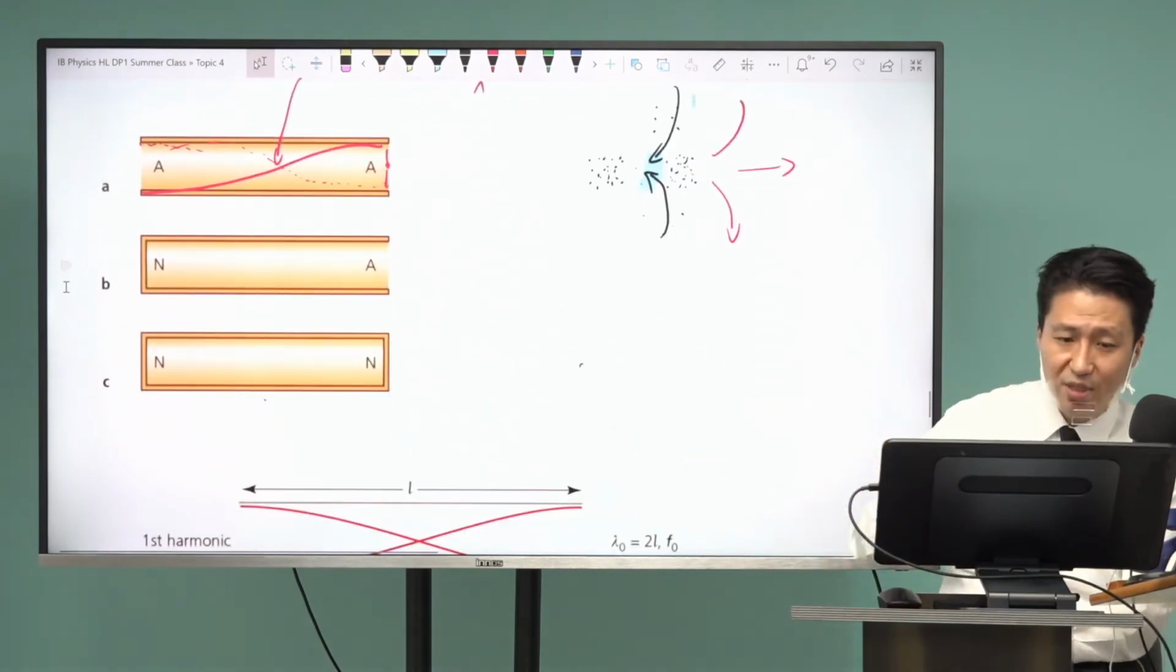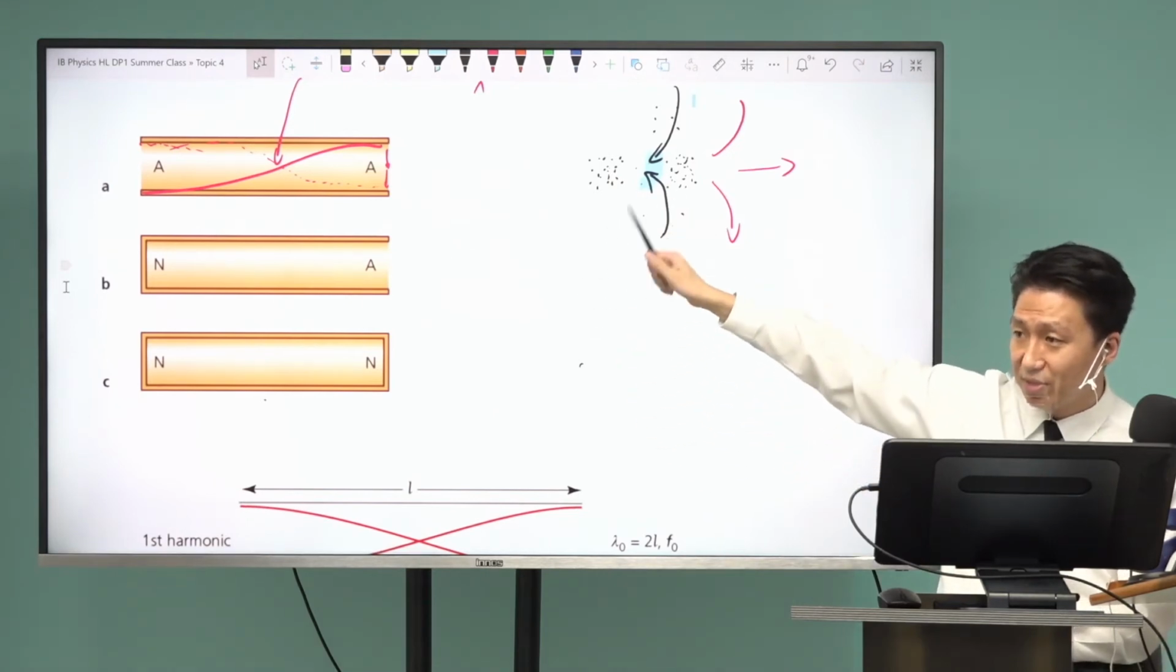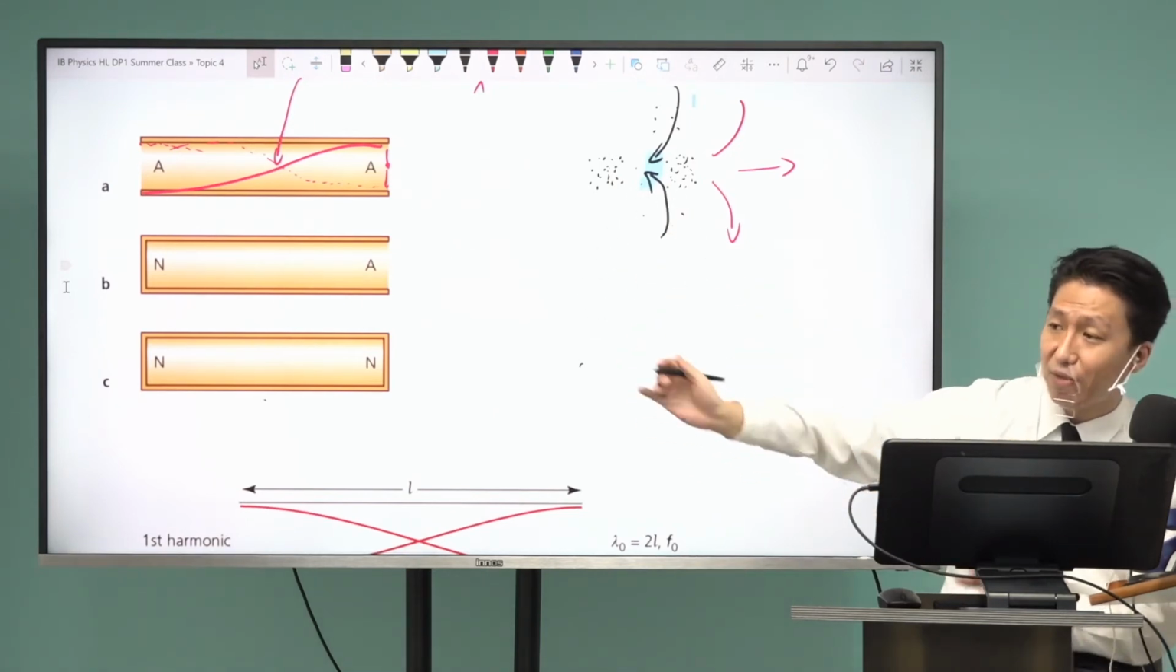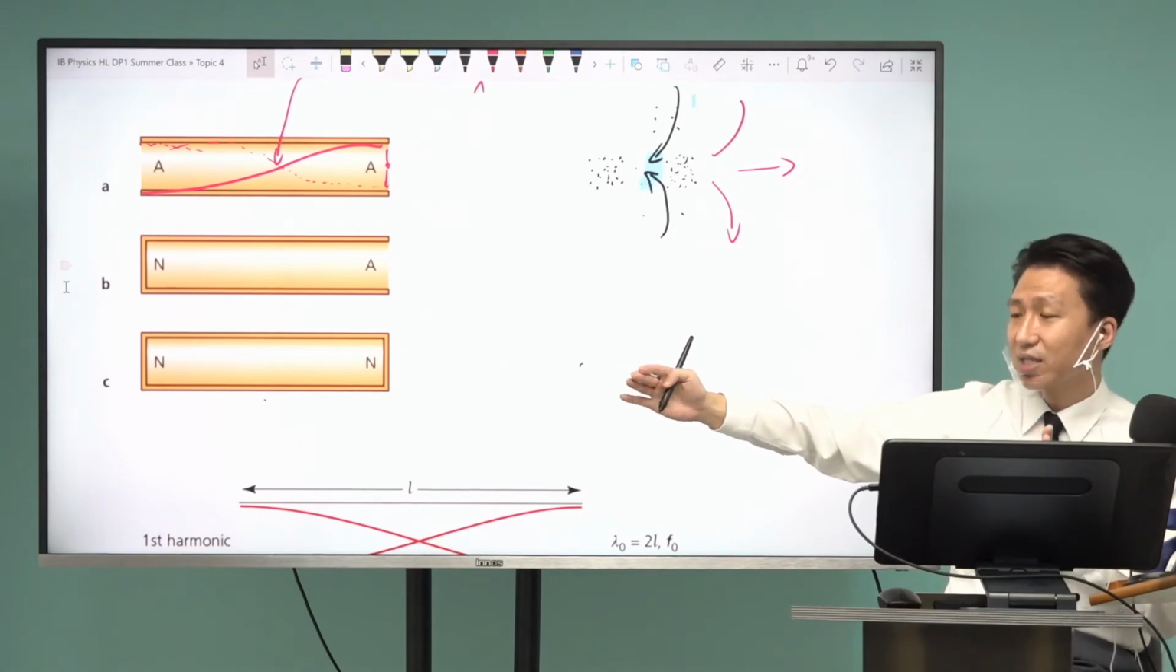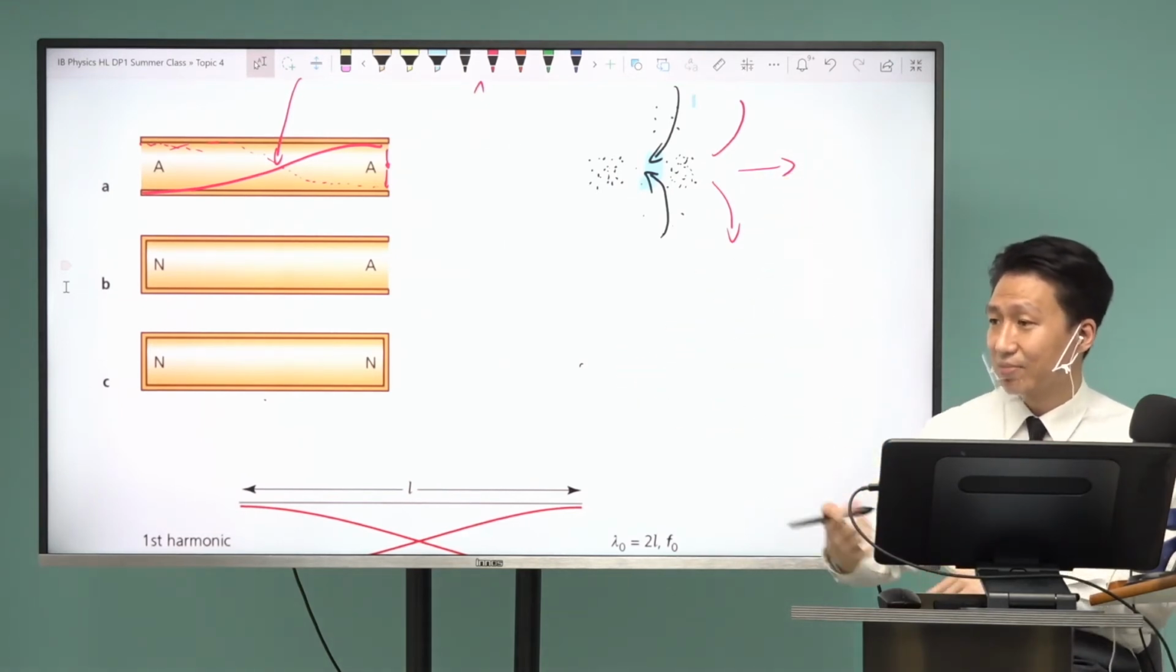So this happens at the nodes, they don't move. At the ends, they move at maximum amplitude. Any point between isn't either maximum or minimum, right? They just move up and down, but less than the maximum.